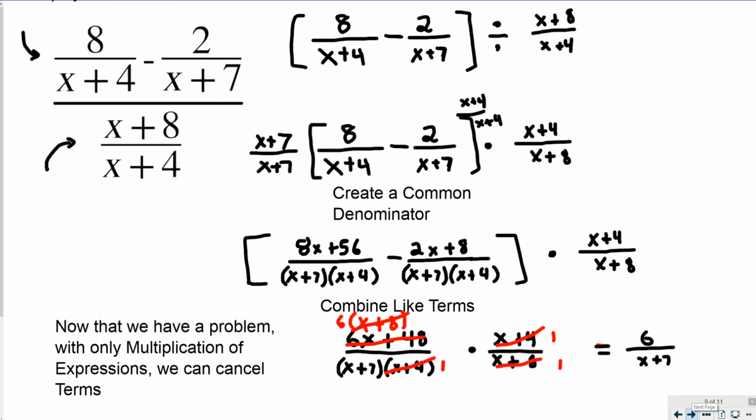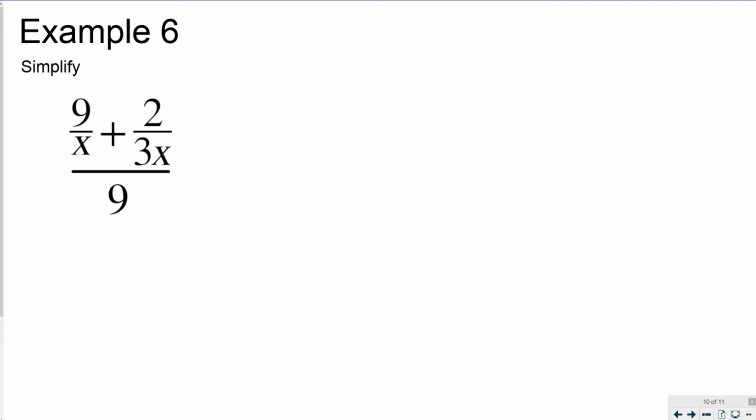We have one more just like it. Simplify 9 over x plus 2 over 3x over 9. Okay, so in this type of problem, we have fractions in the numerator, and then in the denominator, I only have 9. In each one of these types of problems, where either the numerator or the denominator is just a number, you need to put it over 1. In order to be able to simplify these, we need to treat it as 9 over 1 because we're going to need fractions to pull this off.